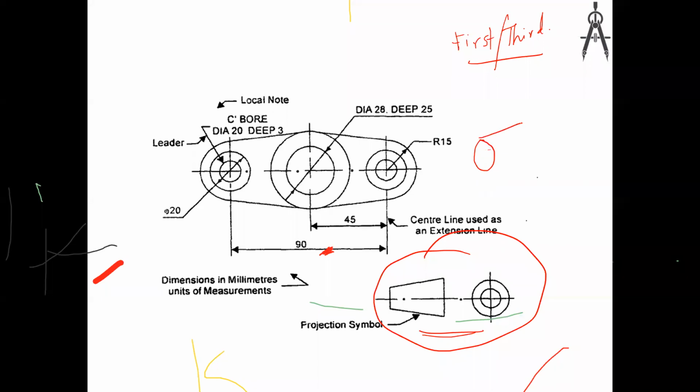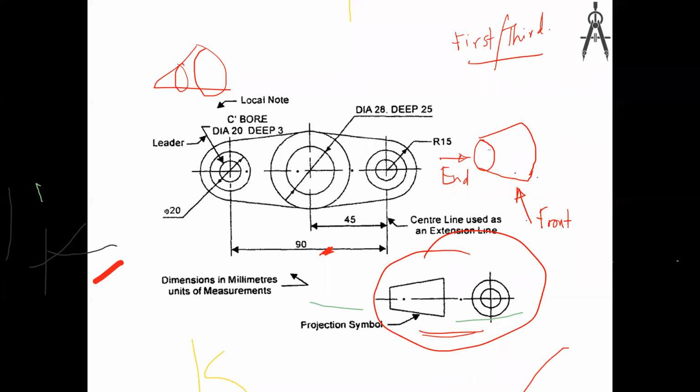this is actually a part of a cone. Okay, a cone that is cut here. So you are making a drawing of this cone. Now you are seeing from this direction and this direction. This is the end view and this one is the front view.